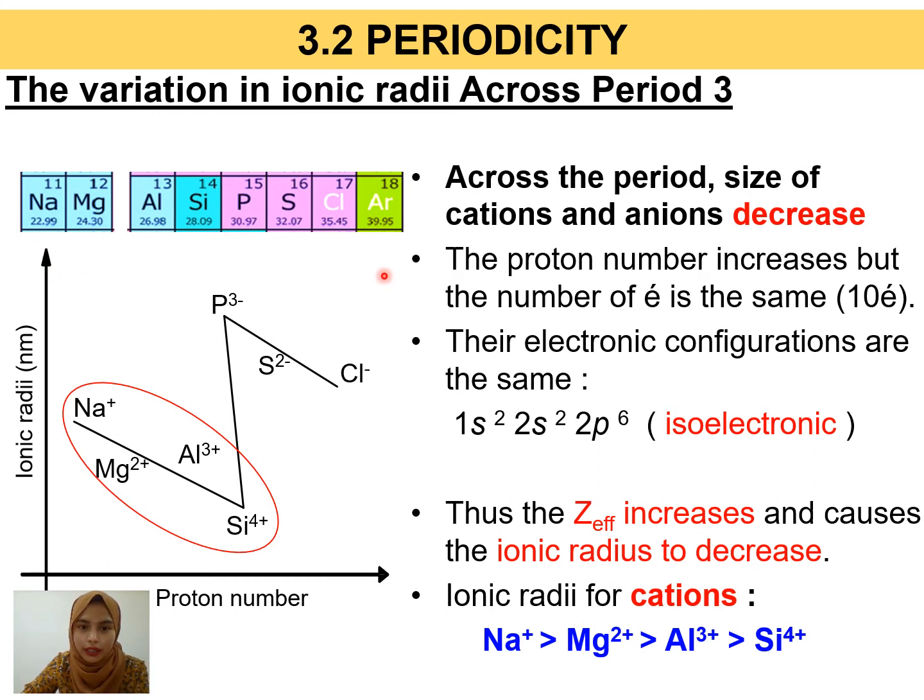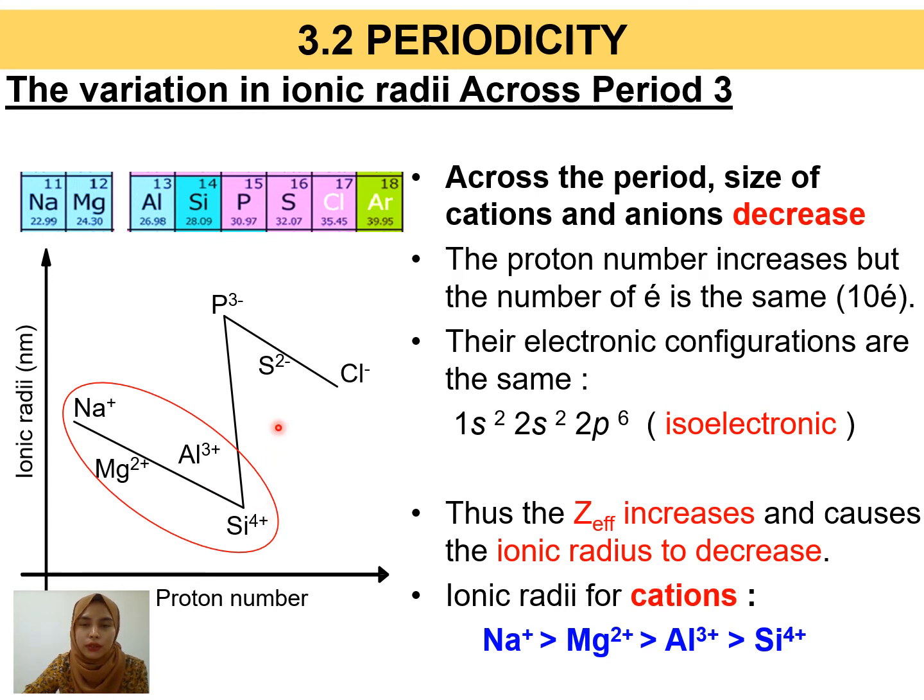Ar is argon, but because Ar is a noble gas, it has already achieved octet, therefore we will not discuss Ar. So we will discuss only up until Cl. For Cl to achieve octet, it has to receive 1 electron, so it becomes Cl minus, S2 minus, P3 minus. Before that, they become cations to achieve the octet configuration. Na has to lose 1 electron, therefore Na will be Na plus, Mg2 plus, Al3 plus, Si4 plus.